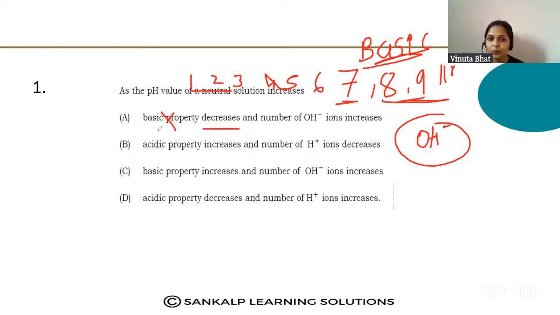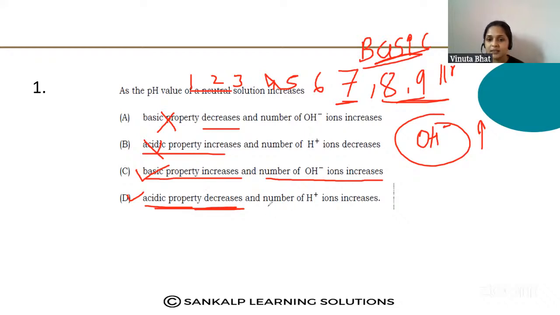Option A says basic property decreases. No, basic property will not decrease. Acidic property increases? No, acidic property will not increase. Basic property increases? Yes. Option D, acidic property decreases? Yes, so both are correct, but let us check the next sentence. Number of OH minus ions increases. Yes, basic property increases and the number of OH minus ions also increases. So that is correct.